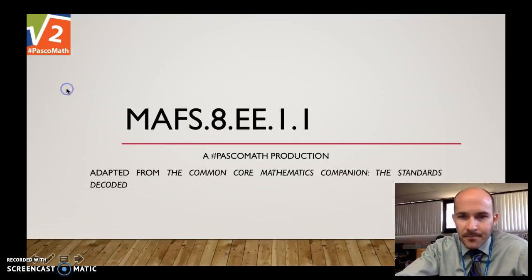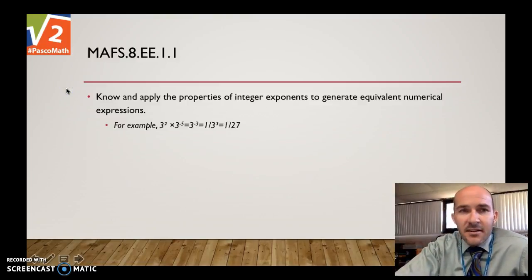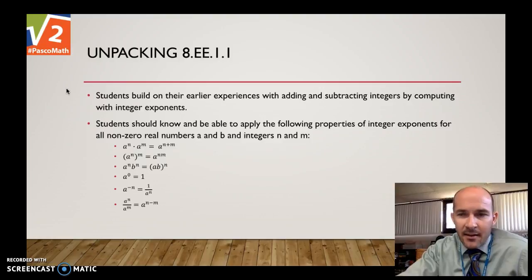So let's get started. The standard says, know and apply the properties of integer exponents to generate equivalent numerical expressions. If we unpack that, there's a lot to that simple sentence. Students build on their earlier experiences with adding and subtracting integers by computing with integer exponents. Students should know and be able to apply the following properties listed below of integer exponents for all non-zero real numbers a and b and integers m and n.